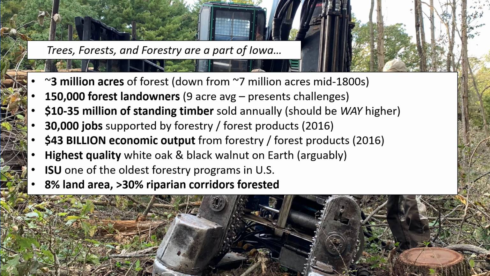Iowa's got about 8% of its land cover in forest, but over 30% actually, of the riparian or streamside areas are forested. So this is a good kind of segue into the next bit. It really means that forests play a big, big role in water quality and flood mitigation in this state, because where they are located, they're located along our streams and rivers.